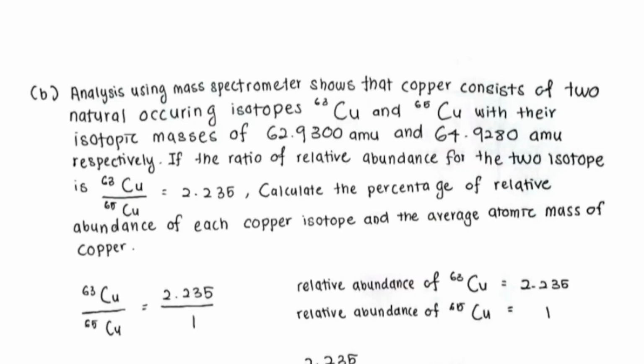For question 1B, analysis using a mass spectrometer shows that copper consists of two naturally occurring isotopes, copper-63 and copper-65, with their isotopic masses of 62.9300 AMU and 64.9280 AMU respectively. If the ratio of the relative abundance for the two isotopes is equal to 2.235, calculate the percentage of relative abundance of each copper isotope and the average atomic mass of copper.